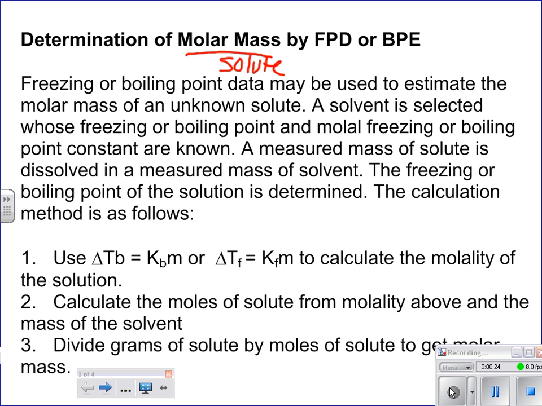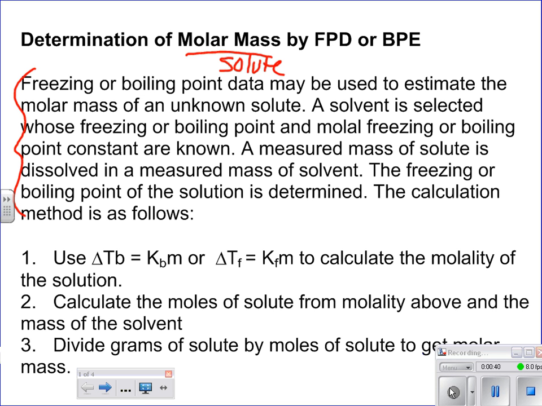So in theory, if we were back in lab, and by the way, you guys will be doing something like this in your next lab, if we knew some freezing point or boiling point data, we could use that information to come up with the molar mass of that solute.